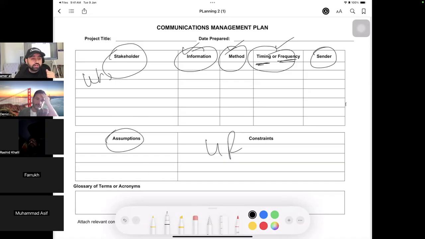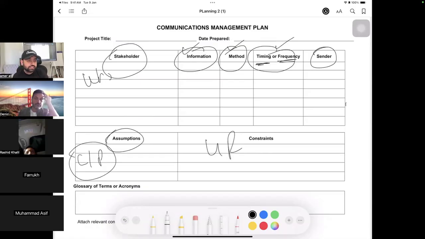Assumptions, a very important thing. In assumptions, we need to assume the cultural and political awareness part. How are you going to assume, right? What are the cultural things I need to understand? What are the political things I need to know?